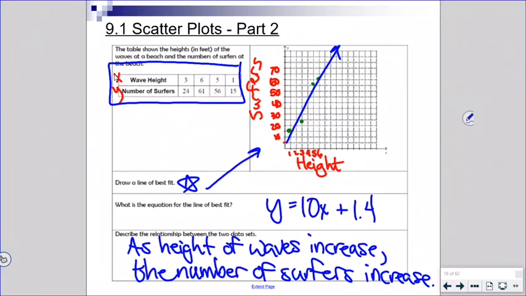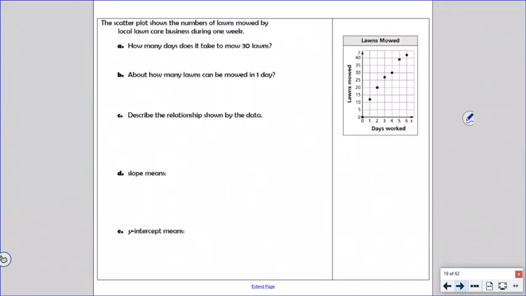So that's that. Easy peasy. You're going to do this one on your own. Ready? Go.